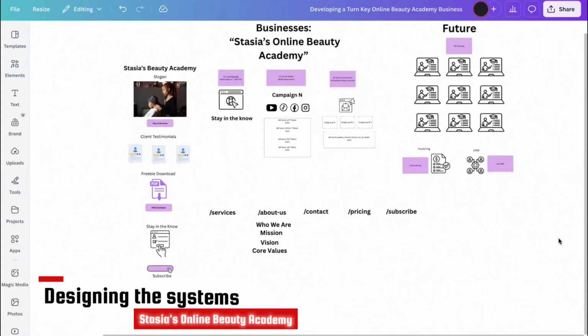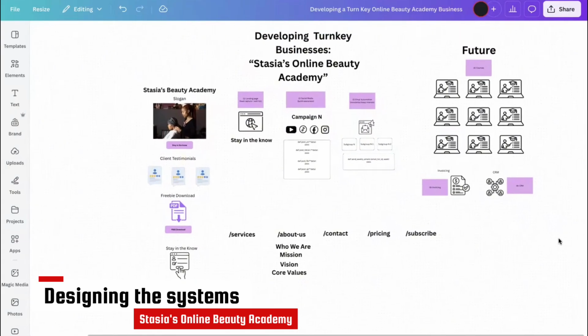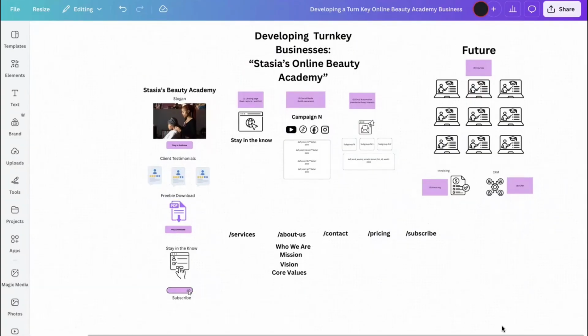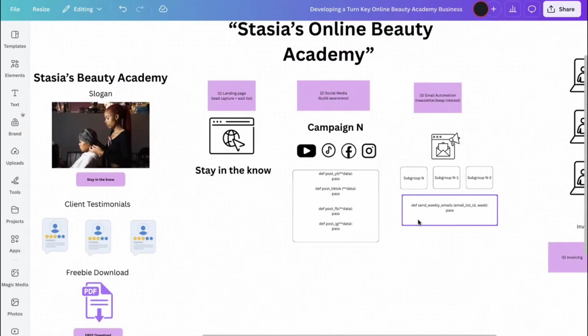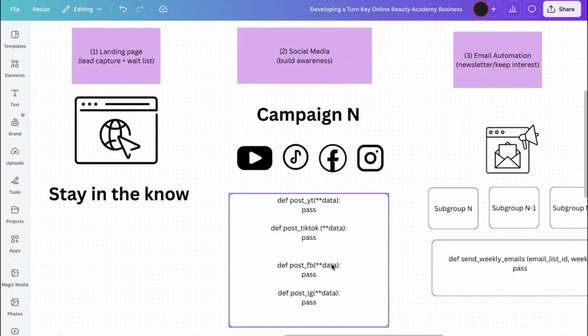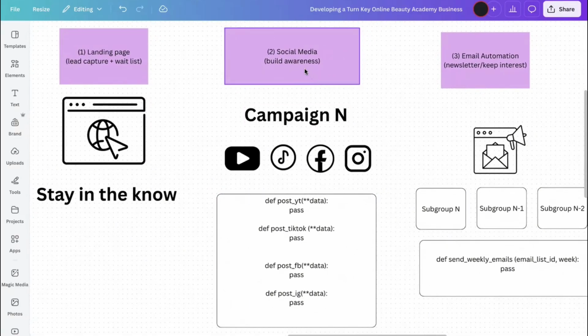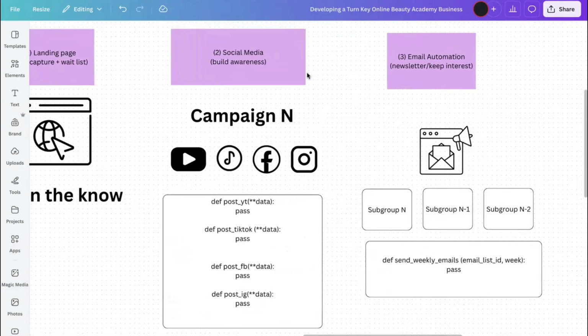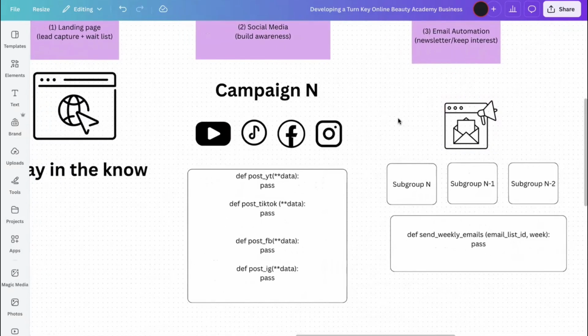All right, guys. So when I'm designing business systems, the first thing I like to do is have a whiteboard where I map out all the requirements for the project, so all the different systems that the client needs. The three things that the client said they wanted to start out with were a landing page where they can do lead capture, some social media scheduling automations, and some email automations to keep people interested.